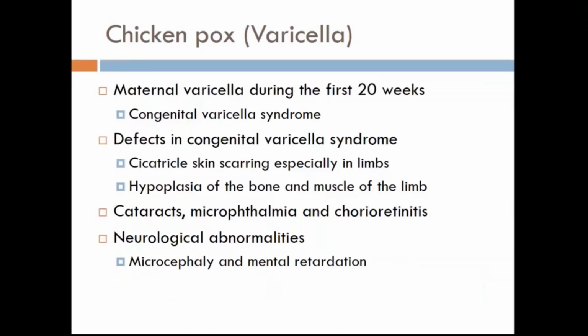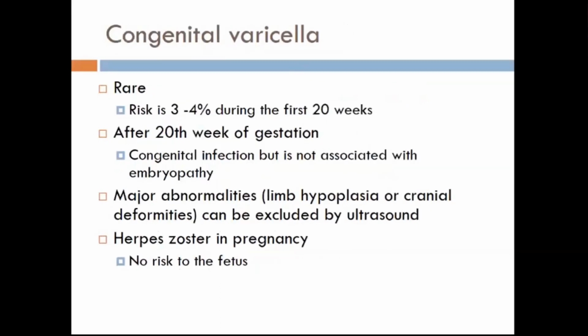So maternal varicella during the first 20 weeks of pregnancy can give rise to congenital varicella syndrome. The defects in congenital varicella syndrome are cicatricial skin rash, scarring skin rash, especially in the limbs, right? So this is very, very common. Then hypoplasia of bone and muscle of the limb, which this baby also had. There can be cataract, microphthalmia, chorioretinitis. There can be neurological abnormalities in a very small percentage. But the classical is cicatricial skin lesion in limbs. So risk is 3 to 4% during the first 20 weeks.